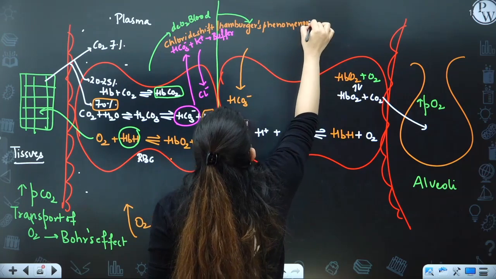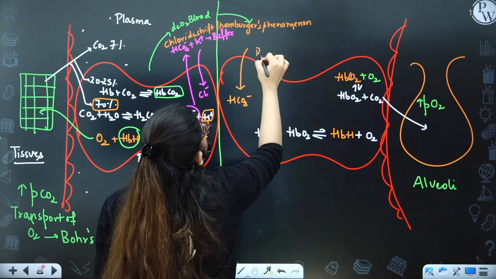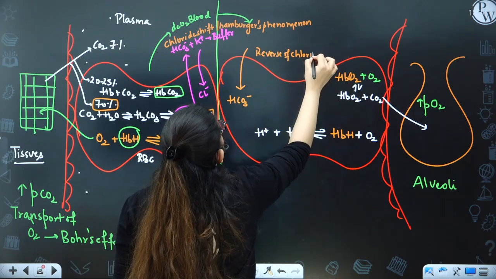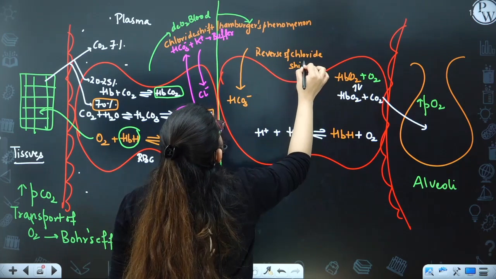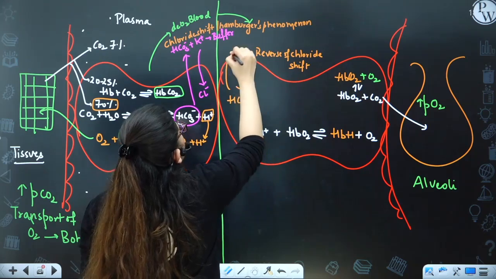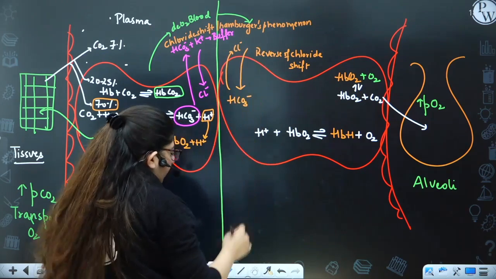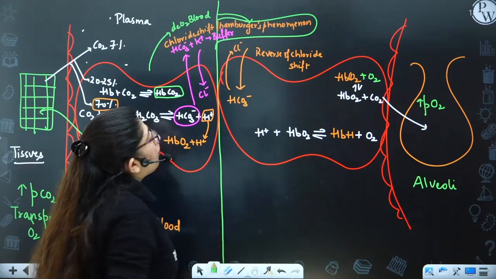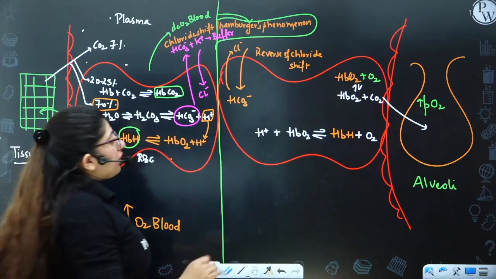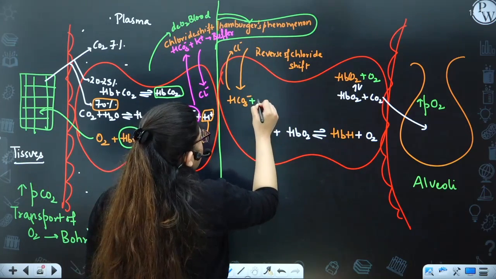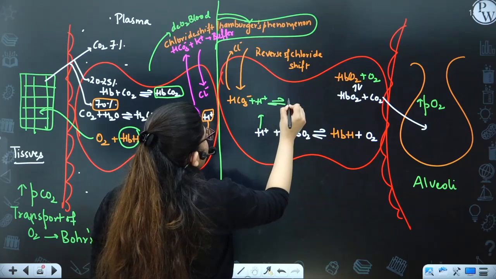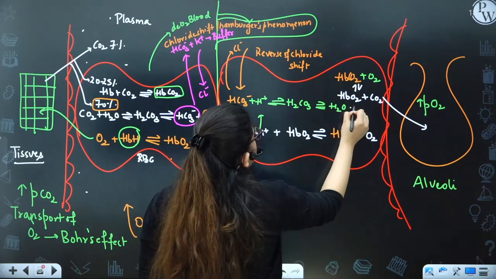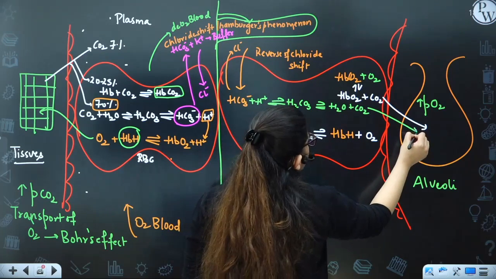Right? Now at this point, what will happen? Reverse of chloride shift. What is reverse of chloride shift? HCO3 negative is moving in and chloride ion is moving out. What is a chloride shift? Chloride shift is Hamburger's phenomenon. Okay. Now this HCO3 negative will bind with this H positive and reverse will take place. H2CO3 and then water plus CO2, and this CO2 will be transported back.